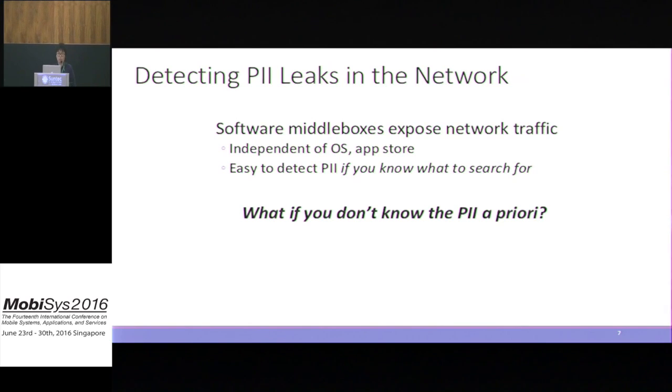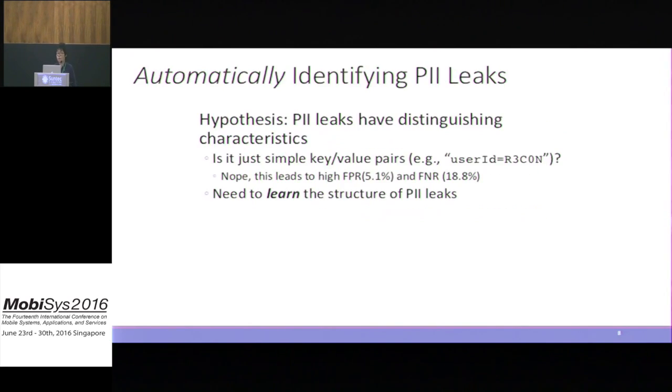So the key question we must address is how do you find the PII without knowing it in advance? Our hypothesis is that those leaks have distinguishing characteristics. For example, in an HTTP request, if you see something like user ID equals ReCon, it is very likely to be PII. Would a simple solution like searching for user ID be enough? The answer is no.